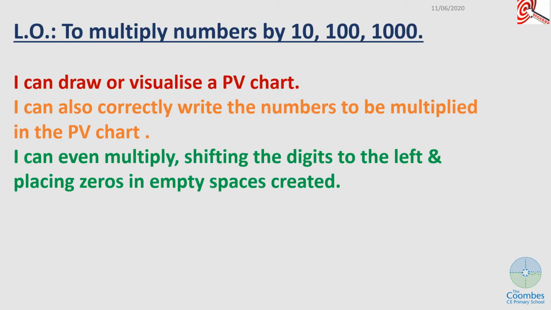There are 3 success criteria I want you to use to multiply numbers by 10, 100, and 1,000. And they are these: that you can draw or visualize a place value chart, that you can also correctly write the numbers to be multiplied in the place value chart, and third, that you can even multiply shifting the digits to the left and placing zeros in empty spaces created.